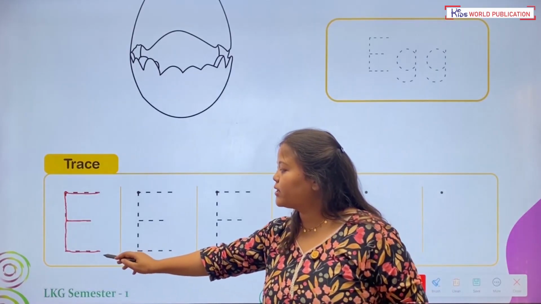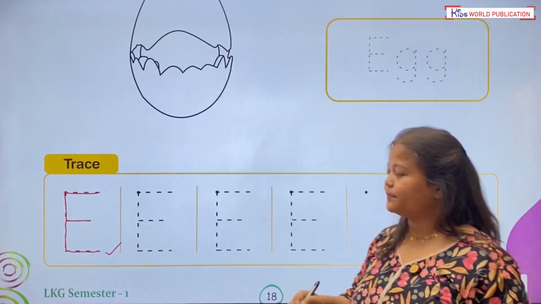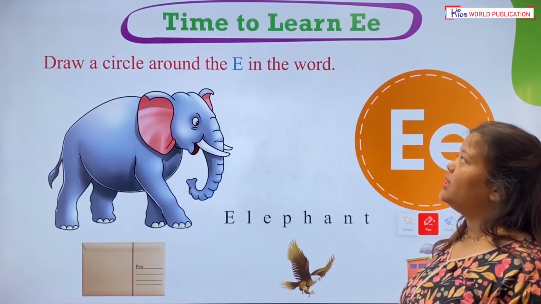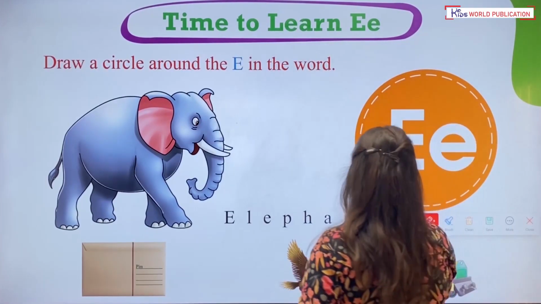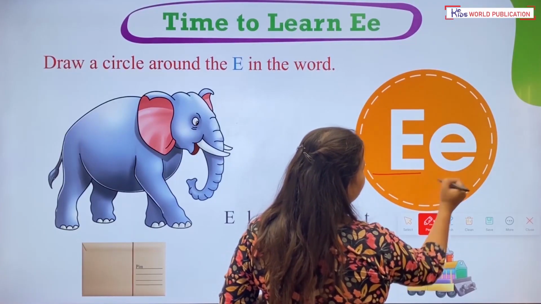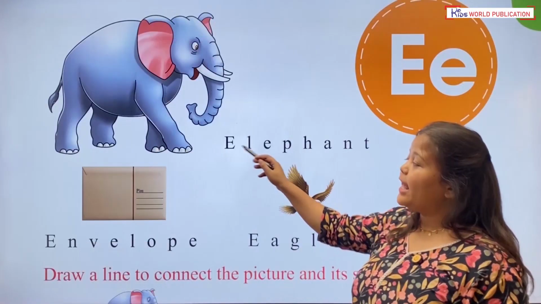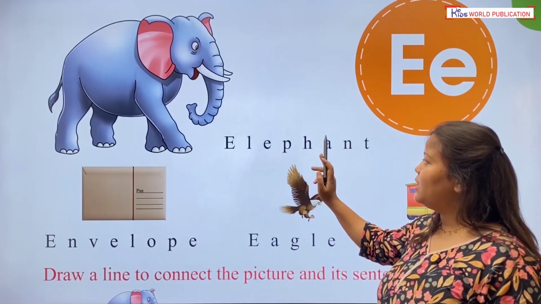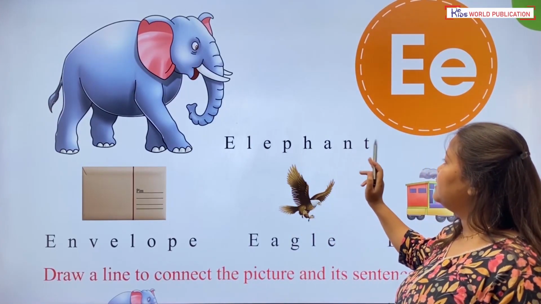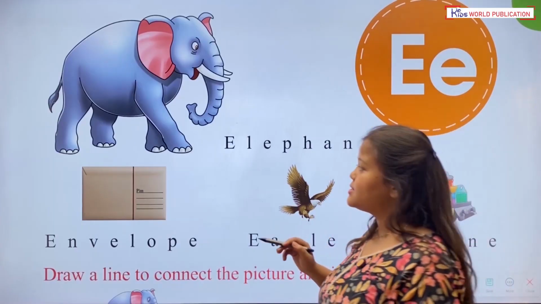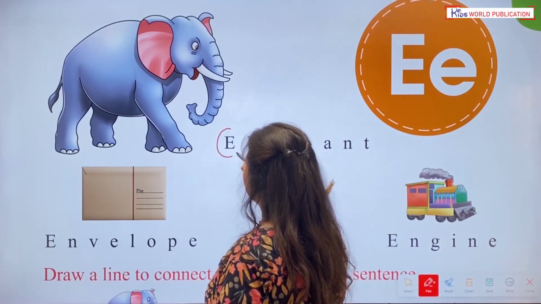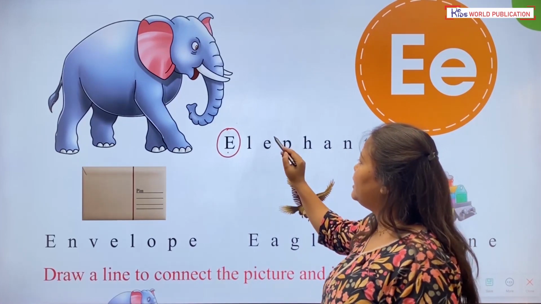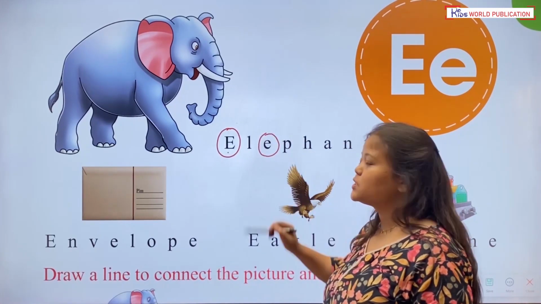This is how you will complete the letter E. Time to learn E. Draw a circle around the E in the word. This is E, capital E and small e. Elephant. E, L, E, P, H, A, N, T. Draw the circle around the letter E. This is capital E and E. This is small e.